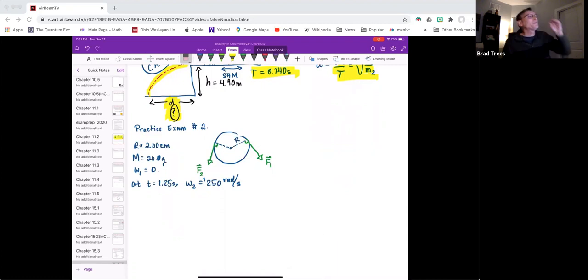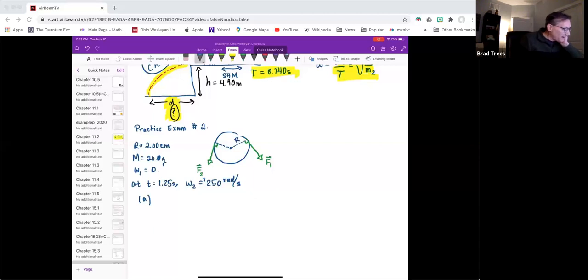I've got two forces trying to get the thing to rotate. It does rotate. It rotates counterclockwise. And at t equals 1.25 seconds, I know how fast it's going. Angular speed, it's going 250 radians per second. Okay, here come the questions.